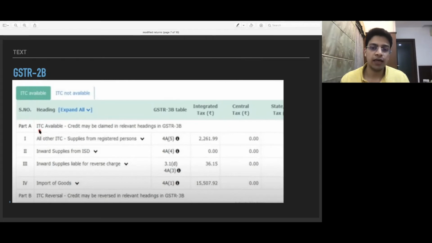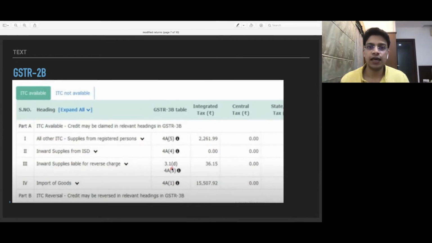So from 2A, the data will get bifurcated into all other ITC, that is supplies received from registered persons. From here, this 2261 will go to table 4A5 of GSTR 3B. Then inward supplies from ISD will go to 4A4 of 3B. Inward supplies liable for reverse charge will be matched with 3.1D.